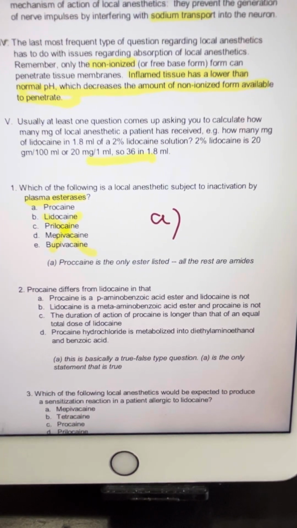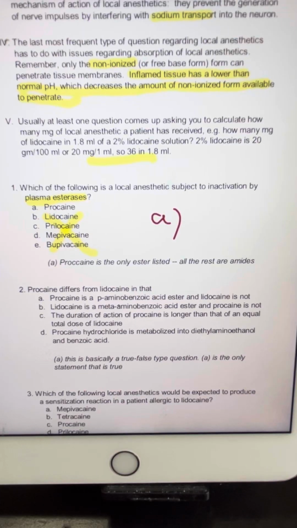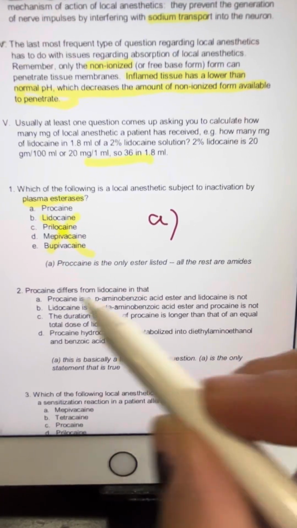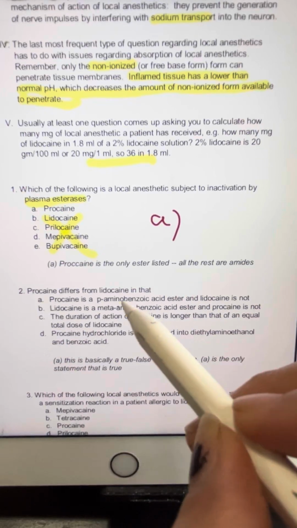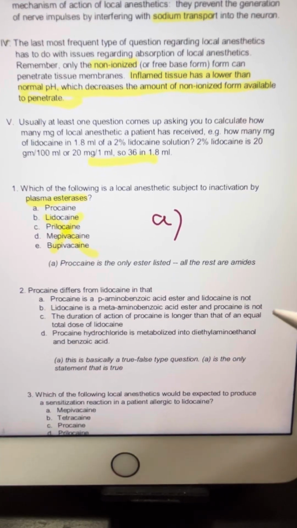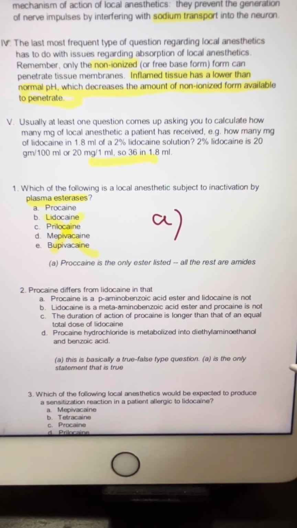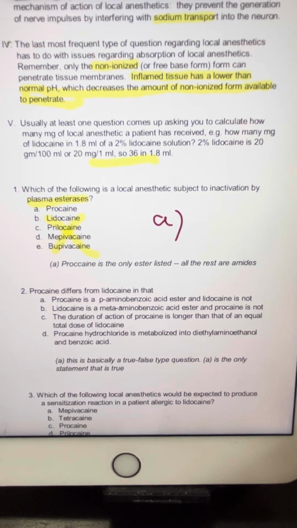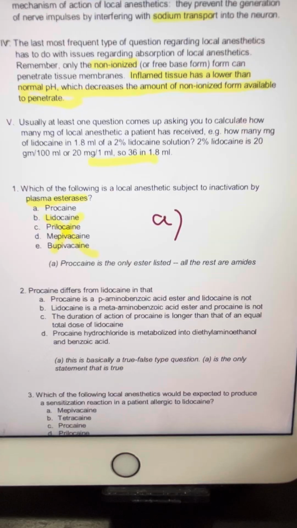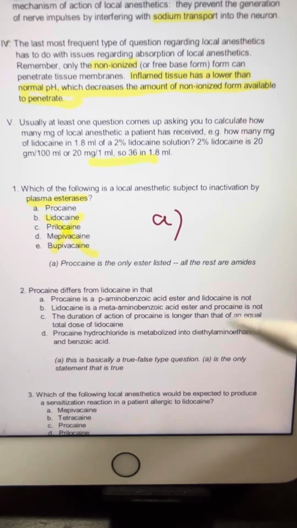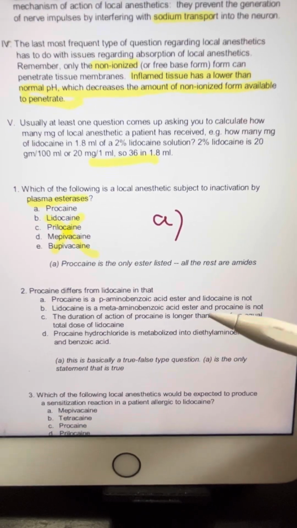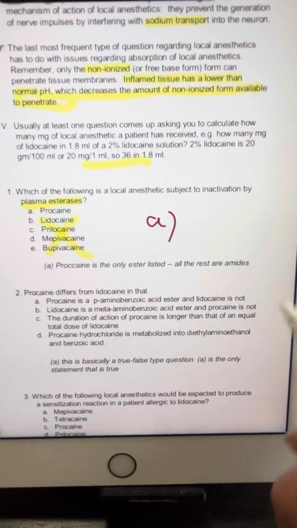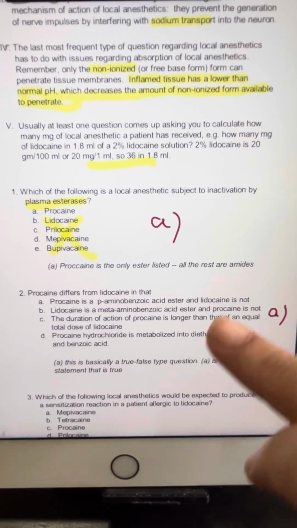So next move to another one, how does procaine differ from lidocaine? So remember, procaine is the ester, lidocaine is the amide. So look for the options, you can read the options, and basically procaine is a p-aminobenzoic acid derivative and lidocaine is not. The other statements you can sort out and cut off, and this is the A option.